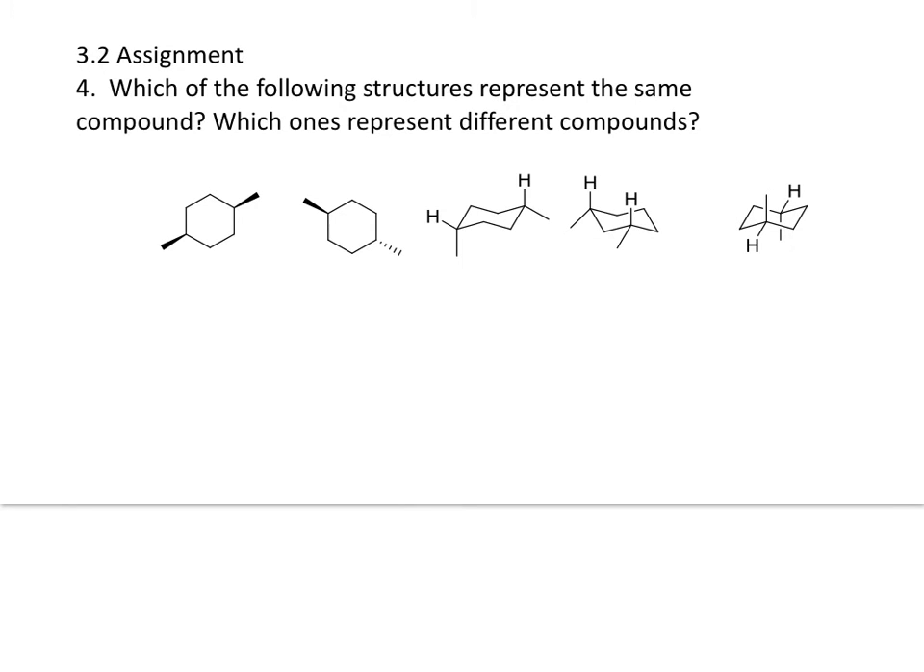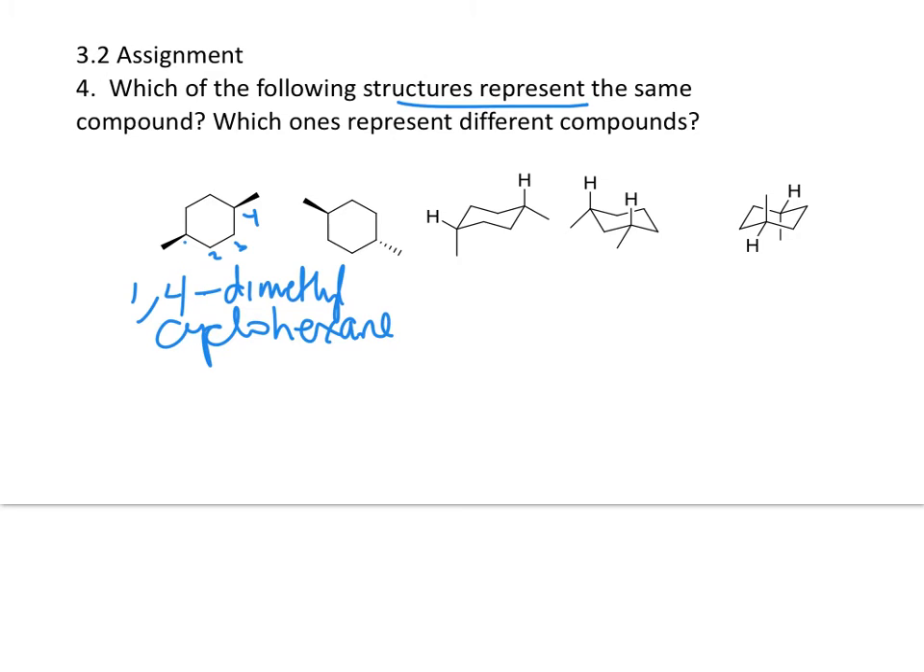Okay, question number 4. Which of the following structures represent the same compound? Well, just name them. So this is 1, 2, 3, 4, dimethyl cyclohexane. And since they're both wedges coming at you, you would call that cis. They're on the same side. This compound is also 1,4-dimethyl cyclohexane, but it would be trans because one methyl's going at you and one's going down.